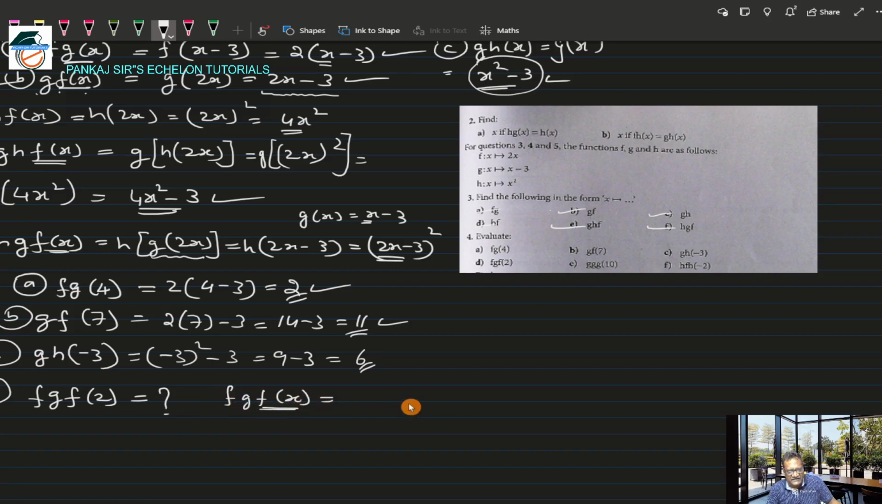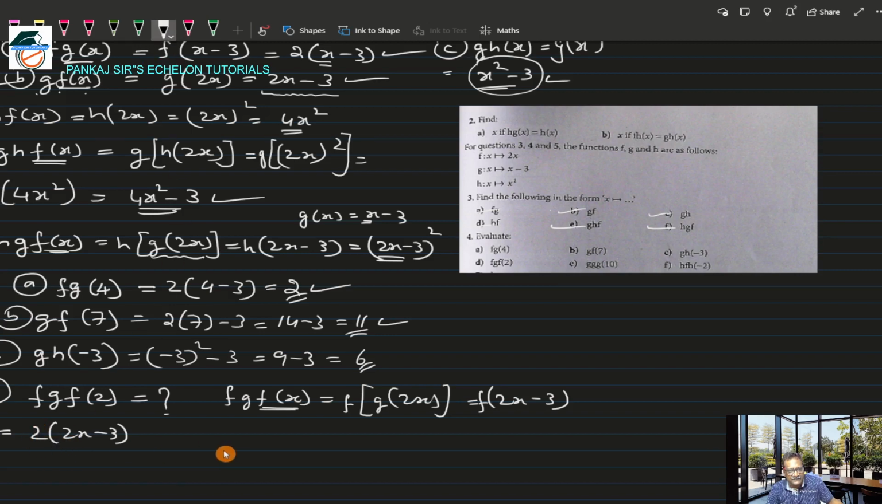Again, we'll start from the inner function. F of x is 2x. Outside you have g, then you have f. Now g of 2x will be what? G of x is x minus 3, so this will be 2x minus 3. And then you have this f. And f of 2x minus 3 will be what? It will be 4 into 2x minus 3, because f of x is 4x. Am I right? Is it 4x? No, it is 2x. So let me put 2 over here.